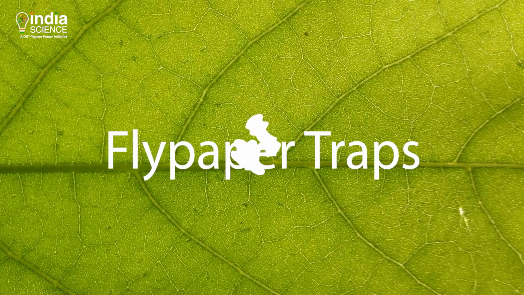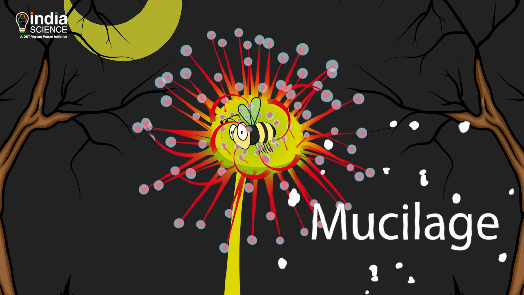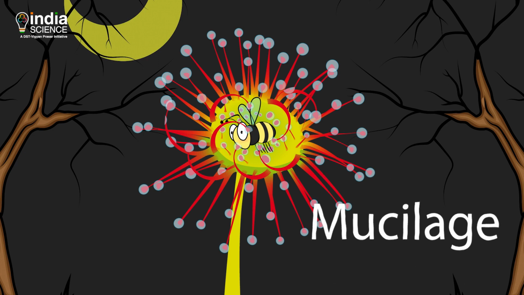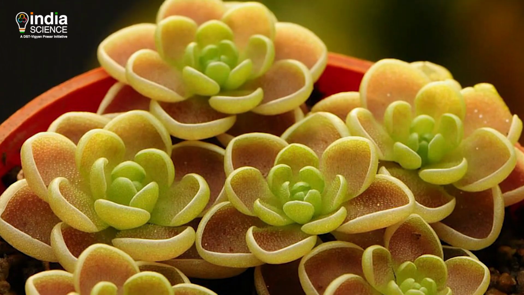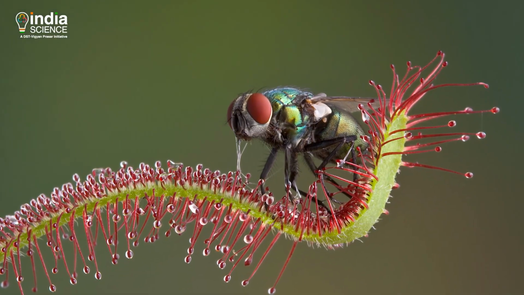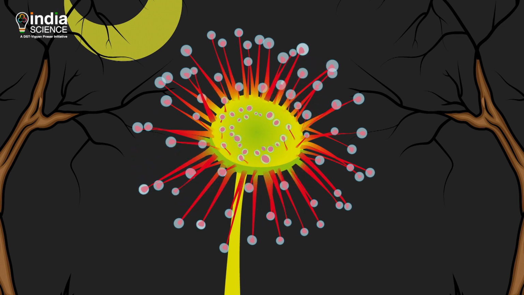Flypaper traps. The flypaper trap utilizes glue to catch their prey. The leaf of flypaper traps has a glue called mucilage. These mucilages can be short like those of the butterworts plants or long like those of many sundews plants. Once an insect gets stuck, the enzymes start to break them down.